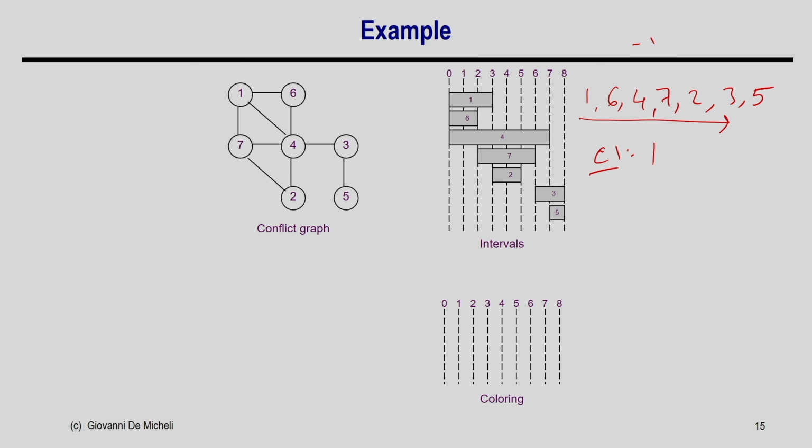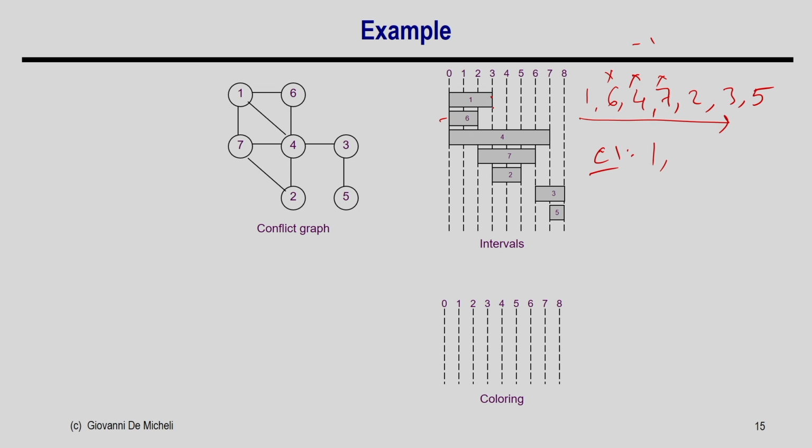So, I have selected 1, and now my current selected one is 1. Now, I will go to the next one and see whether that interval's left edge overlaps with the previously selected one or not. How can I check that? If the left edge is greater than the right edge of the previously selected one. Here, the left edge of 6 is not greater than the right edge of 1, so I am not going to select 6 in this iteration. I cannot select 4 for the same reason. I cannot select 7 because the left edge of 7 is not greater than the right edge of 1.